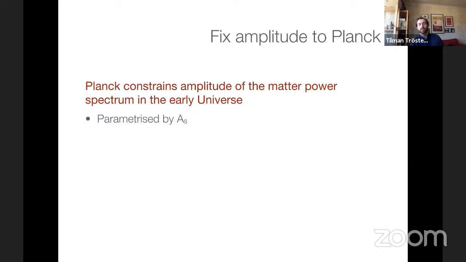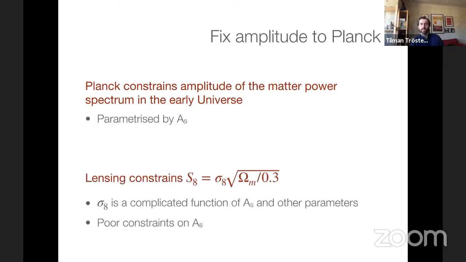But if you look at what constraints we get, lensing or the low redshift universe constrains A_s quite poorly. If you look at just the tension in A_s, which is also, you could argue, an amplitude parameter, the tension is also quite a bit lower. So what lensing constrains is this S8 parameter, which is a combination of sigma 8, which is a complicated function of the power spectrum, which in turn depends on A_s, other parameters, as well as omega m, so the amount of matter in the universe.